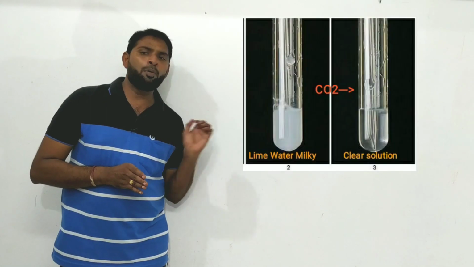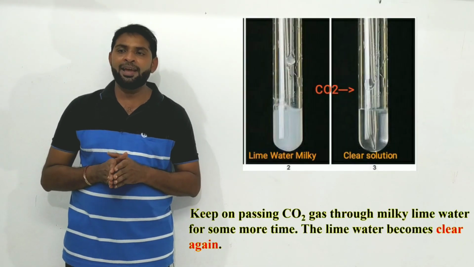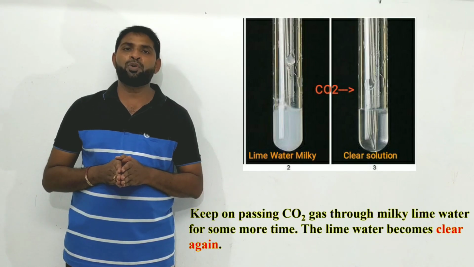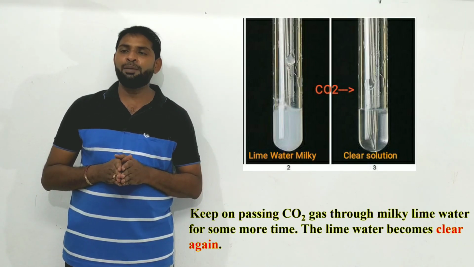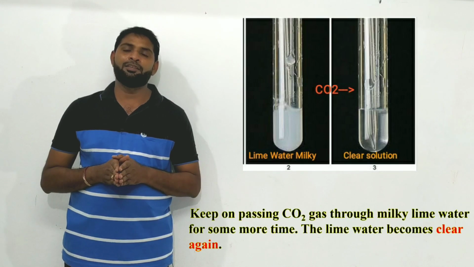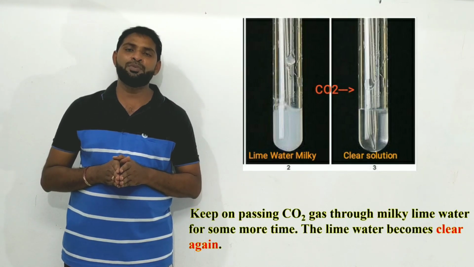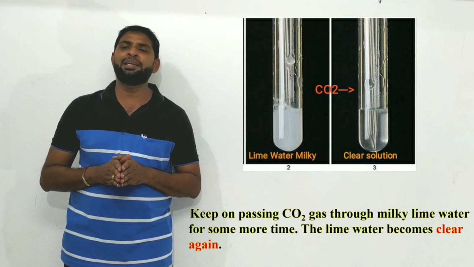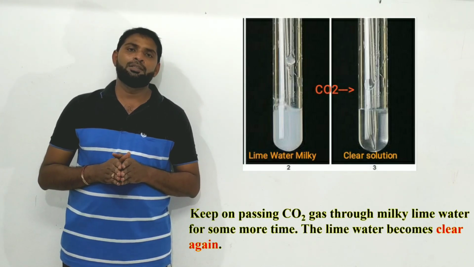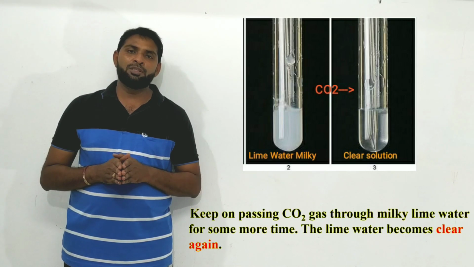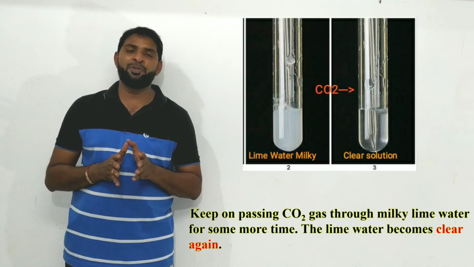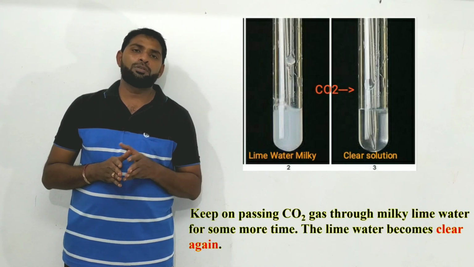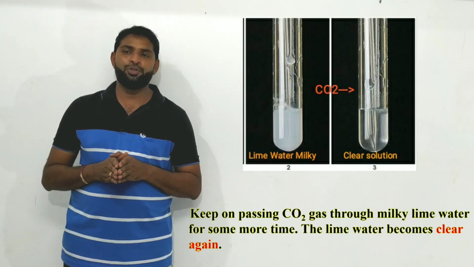If you keep on passing carbon dioxide gas through the milky lime water for some more time, the lime water becomes clear again. By passing excess carbon dioxide through the milky lime water, the precipitate which is formed dissolves in the solution.